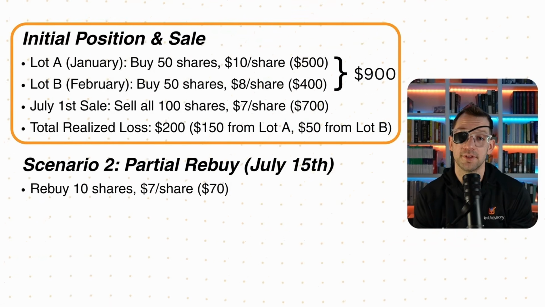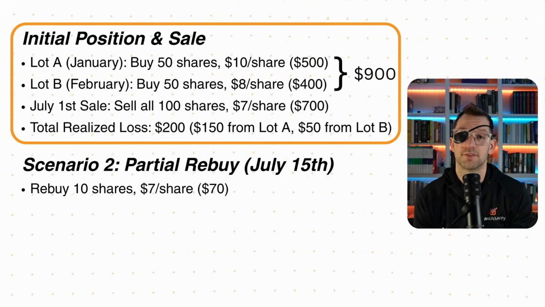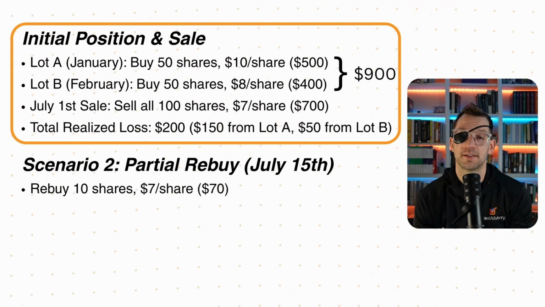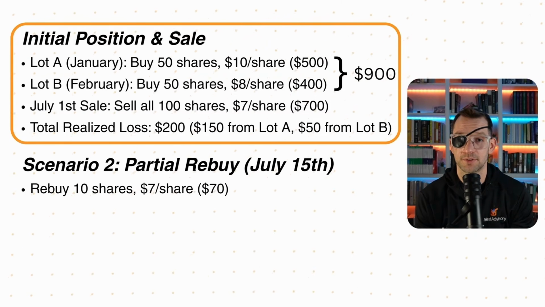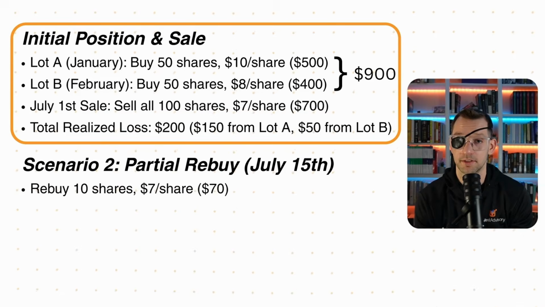You also bought 50 shares in February at $8 a share. So their loss is $1 a share. And if we disallowed losses on 10 of these shares, you would only have $10 worth of disallowed losses, which is way better, right? It's like, I want to assign my disallowed losses to the February shares, not the January shares, right? Well, you can't do that, especially if you sold all those shares on the same day.